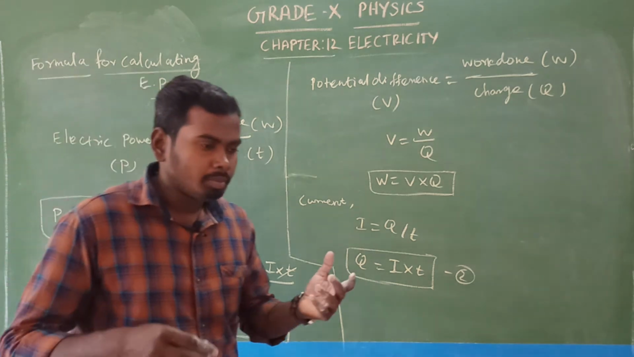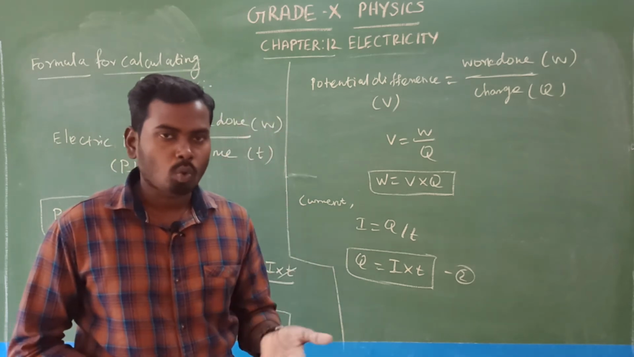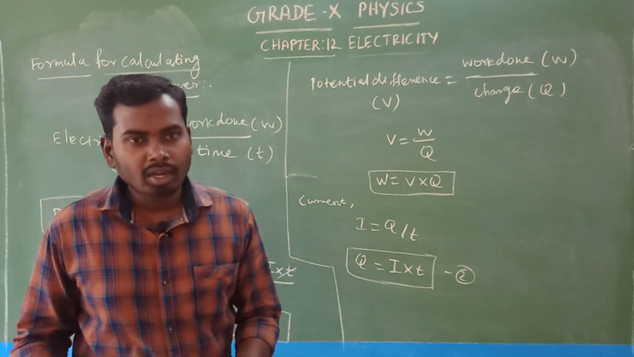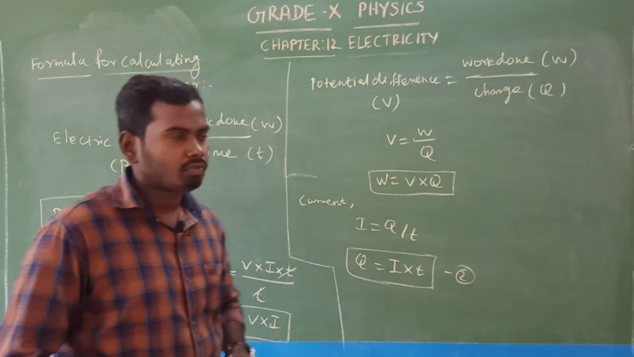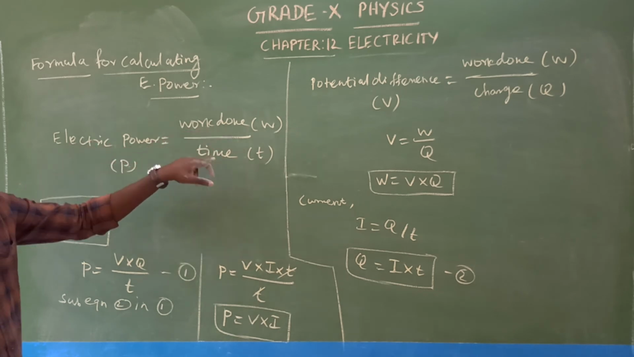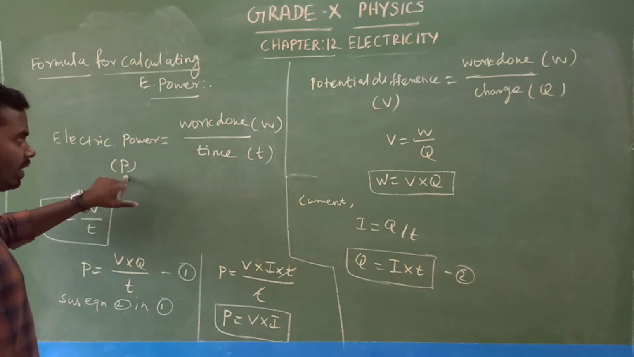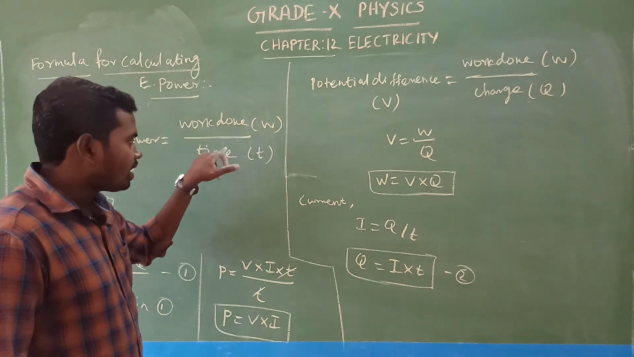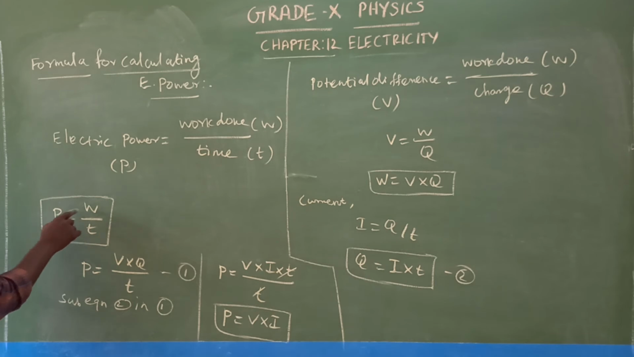Theoretically we know what electrical power is, and what 1 watt is, and so many things. Mathematically, how to calculate? To calculate mathematically we need some formula. That formula we are going to derive. Already we know electric power is equal to work done divided by time. Electric power is denoted by letter P, work done W, and time t. So P is equal to W by T.